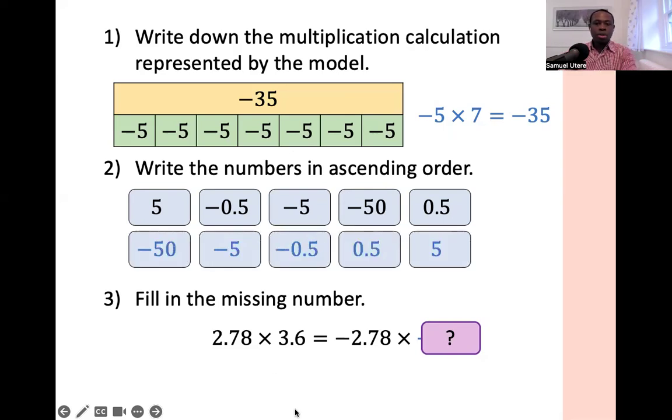Then the next one, you were asked to fill in the missing number. Well, you don't really need to do any calculation here. Spotting the pattern from what you already know about how number signs affect multiplication of negative numbers, we know that two negatives will give us positive. So 2.78 times 3.6 will give us a positive result. So to get a positive result on the right hand side, that number has to be negative 3.6.